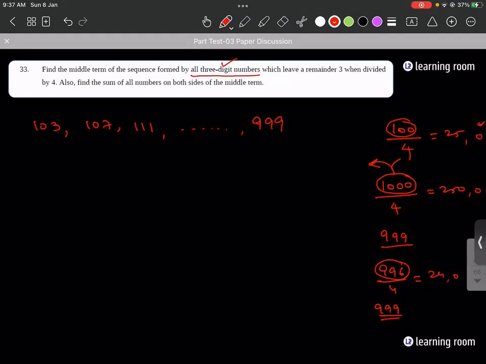So for me to find the middle term, I've written the numbers in ascending order. It is a combination of arithmetic progression and statistics. Middle term according to statistics is median. Correct?